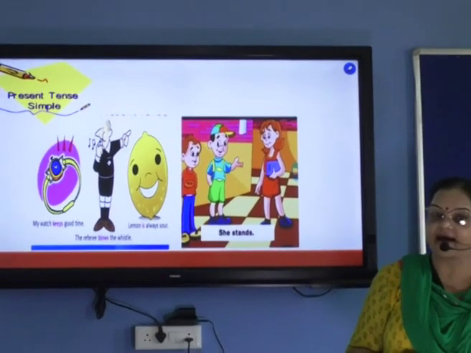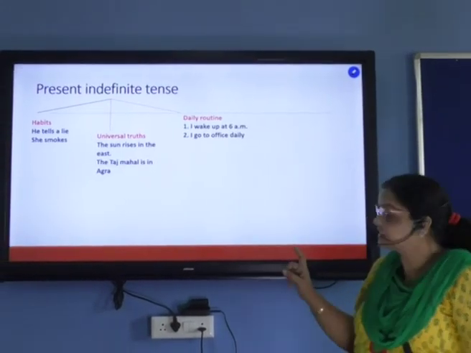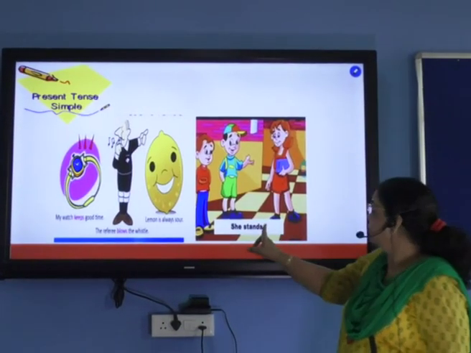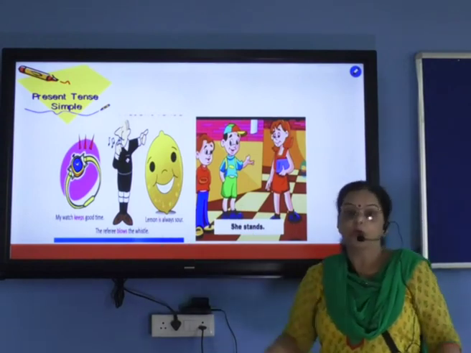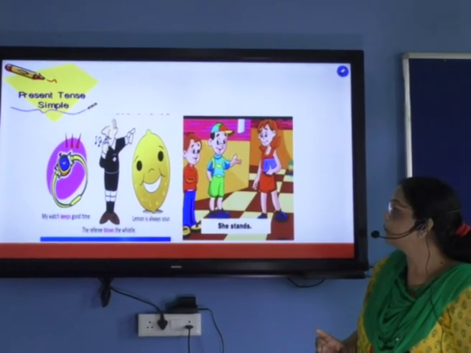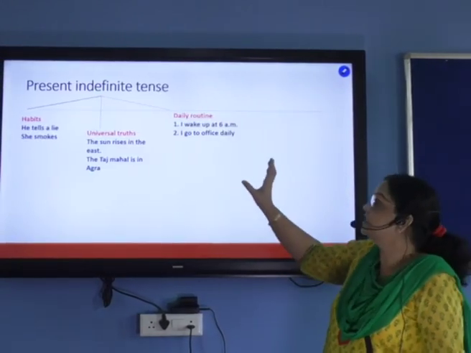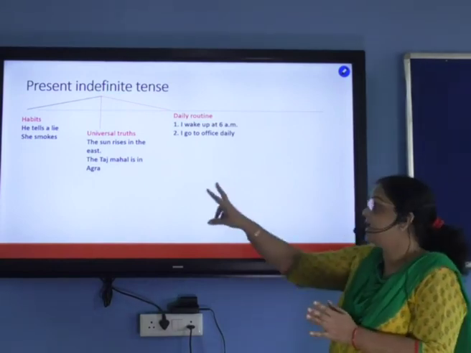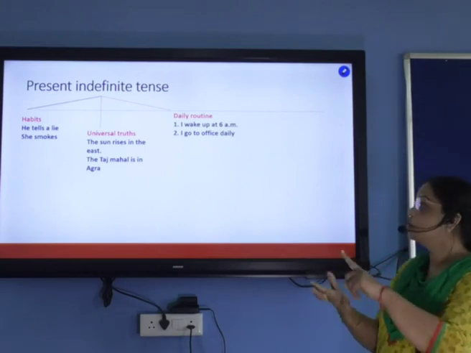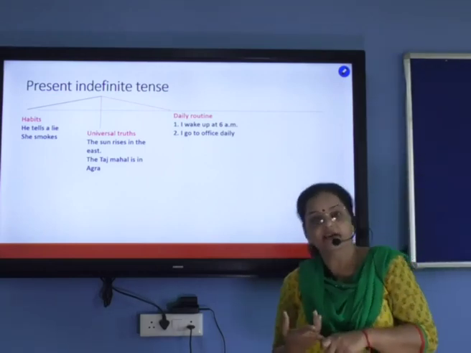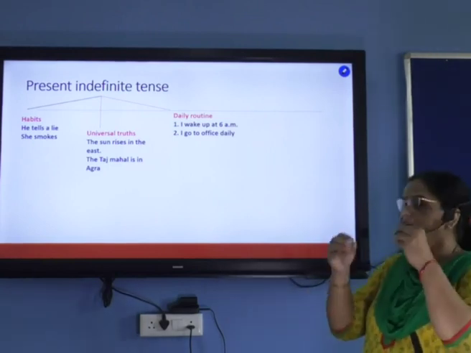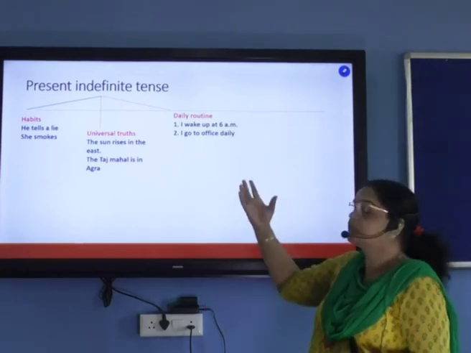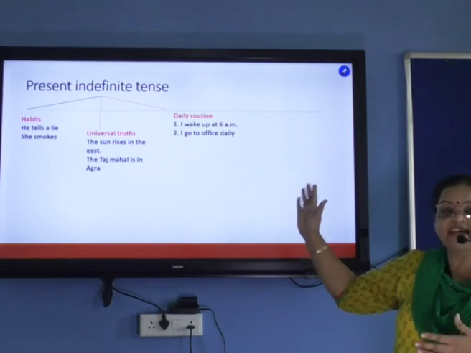Now, why are we adding S? This is the question. In this tense, present indefinite tense, I was telling you S or ES is added. Why and when? This I will explain to you. First, when do we use this present indefinite tense? There are many usages given, but the main three are these: for habits, for universal truth, and for daily routine. Whenever you want to say something about your habits, about universal truth, or about daily routine, you use present indefinite tense.